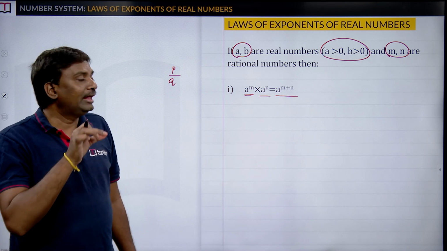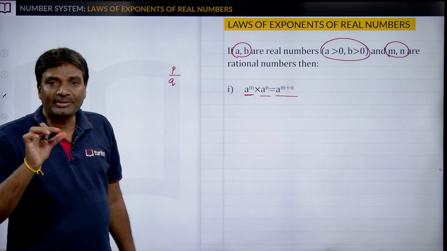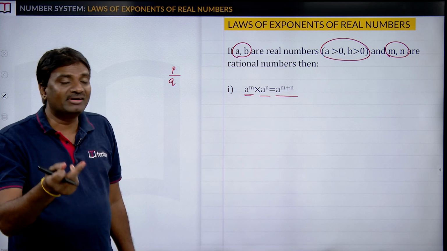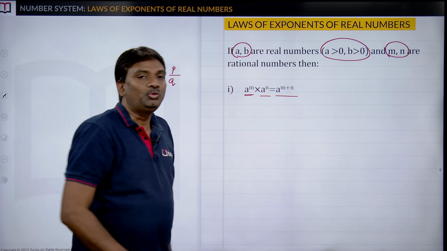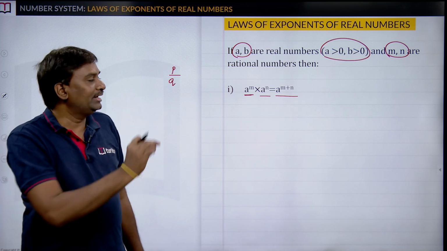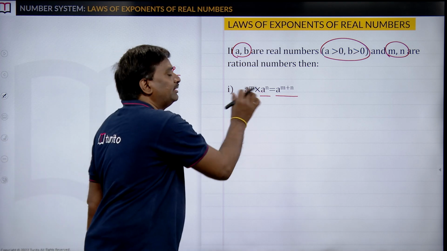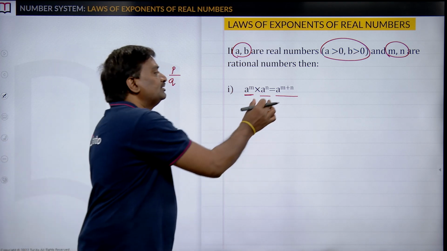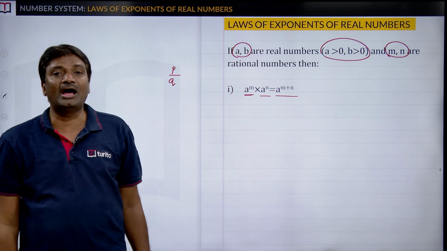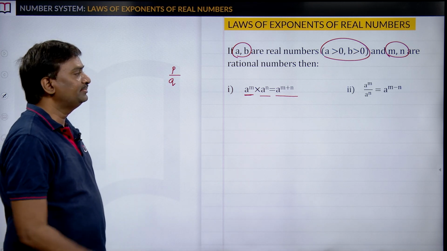So, here we can remember this formula. If the bases are equal and the powers are different, then you can add the powers and you can take the same base. A power m into A power n. Here we have the base A 2 times. After simplifying in RHS, we have A power m plus n.